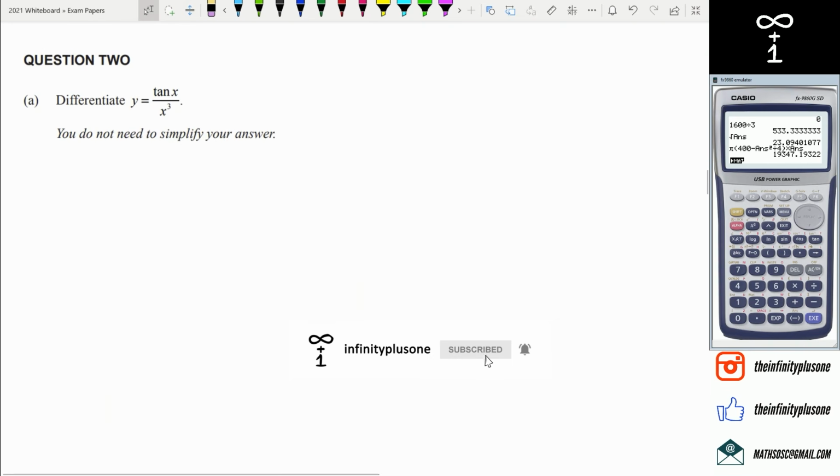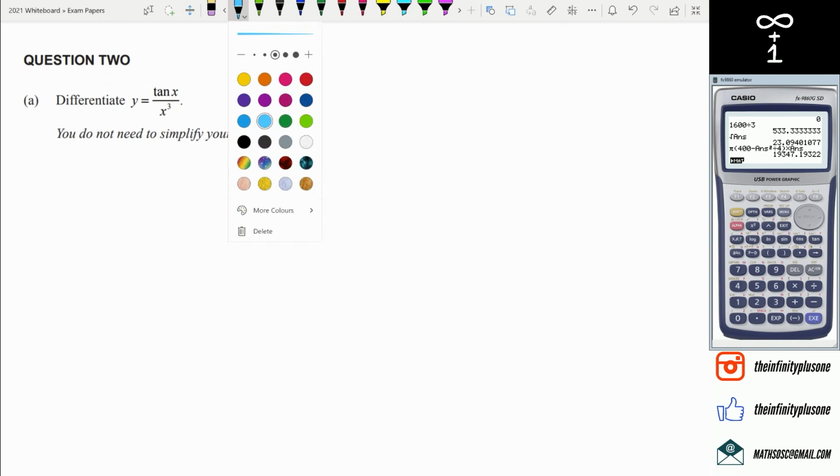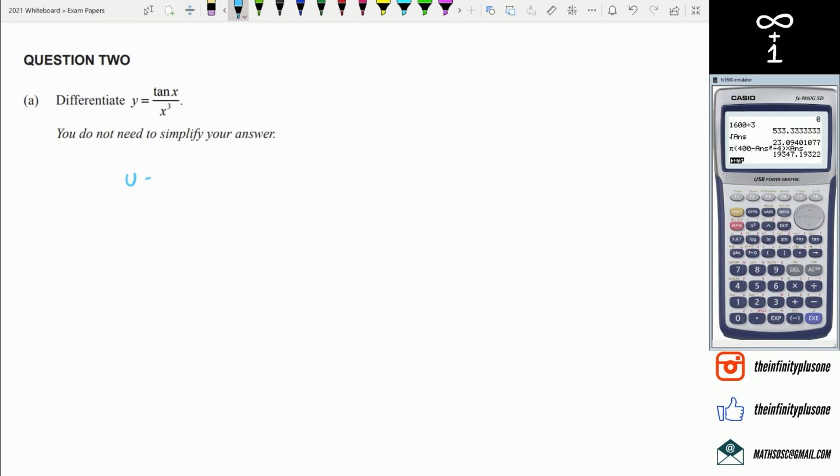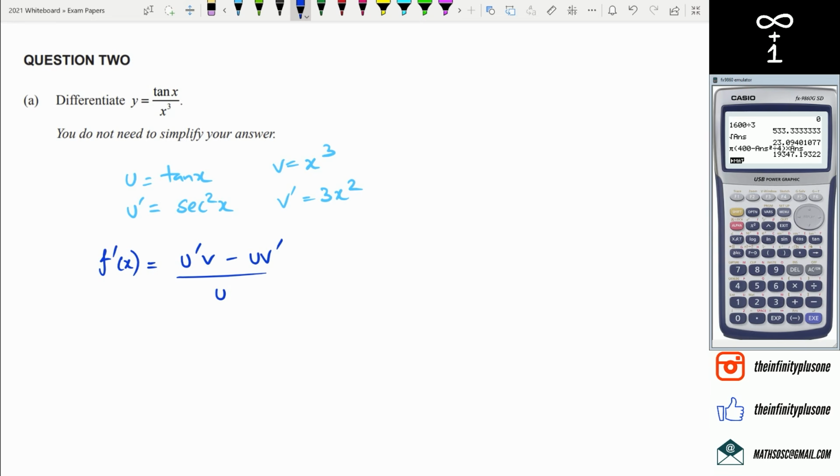All right, guys, on to question 2. With question 2, what we've got here is a quotient rule. Once again, I'm going to put u is equal to tan x, and v is equal to x cubed. u dash is equal to sec squared x, and v dash is equal to 3x squared. So it's just a matter of putting it all together. We can say f dash of x is u dash v minus u v dash, divided by v squared.